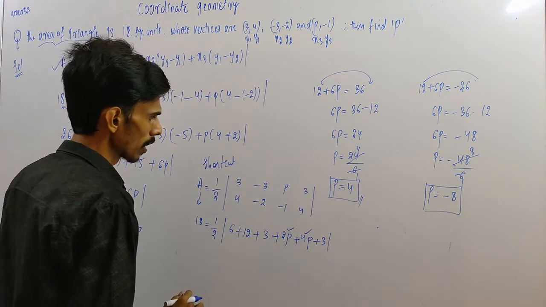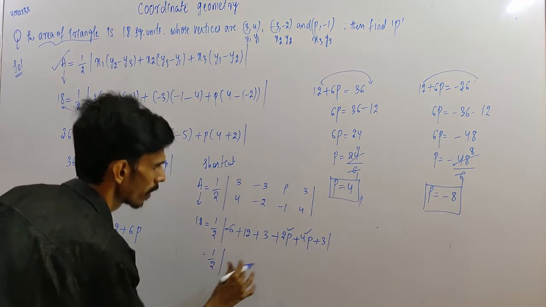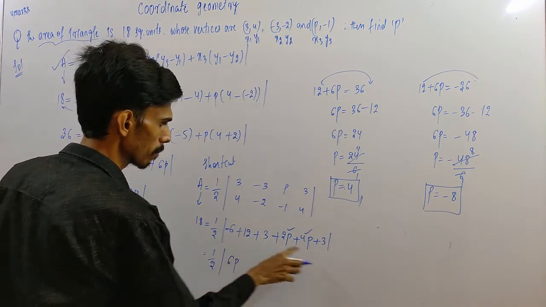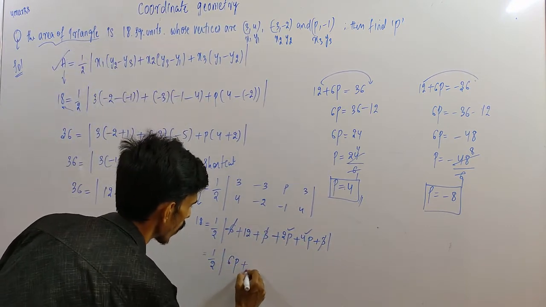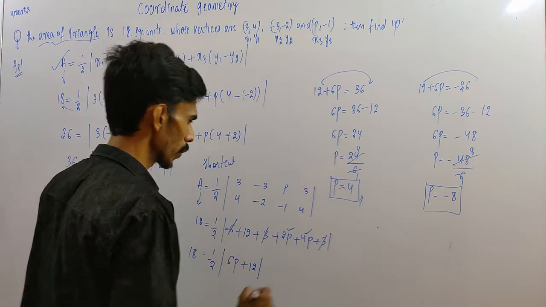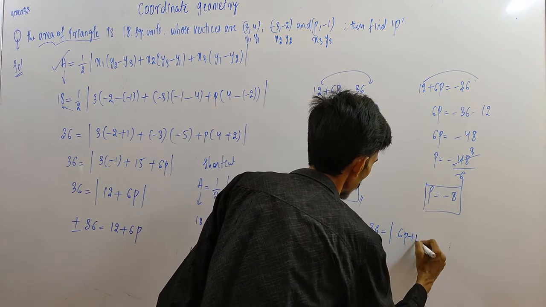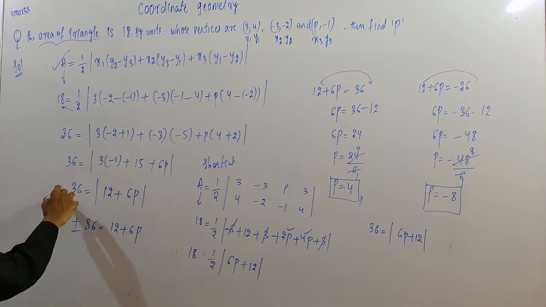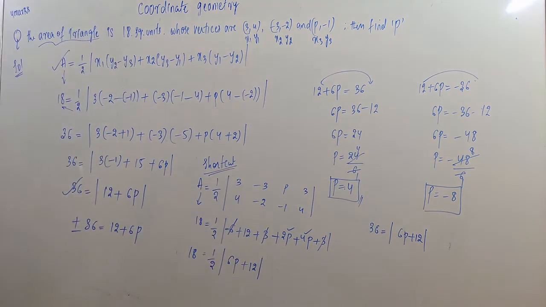Here we have 3 into 2, 6, minus 6 is there. So we will get 1 by 2 mod 2p plus 4p, we have 6p. We have 3 plus 3, 6, plus 6 minus 6 get cancelled. So we have 6p plus 12. Here we have 18. Cross multiply, 18 into 2 we have 36 equals mod 6p plus 12. Same, 36 equals mod 12 plus 6p we will get here. So by these two methods we get the same answer.